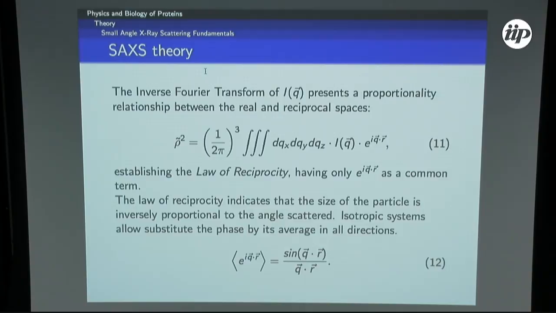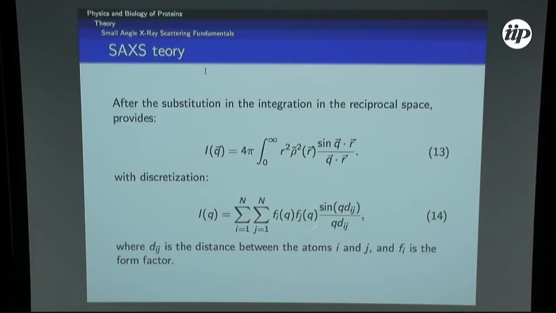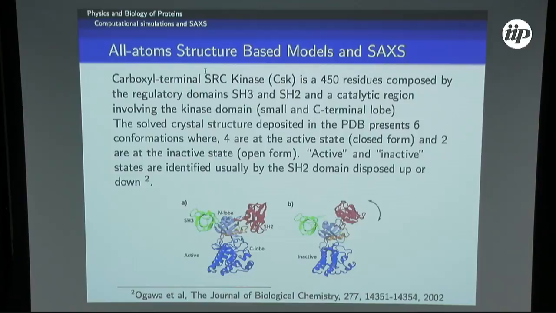With that, using the law of reciprocity, then you can read this equation that's called the Debye approximation. This is the important equation in this work. So I will show it one more time in the future. So let's show some results using the SAXS and computational simulations.